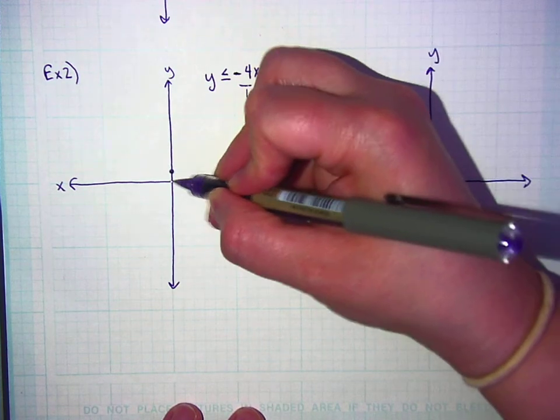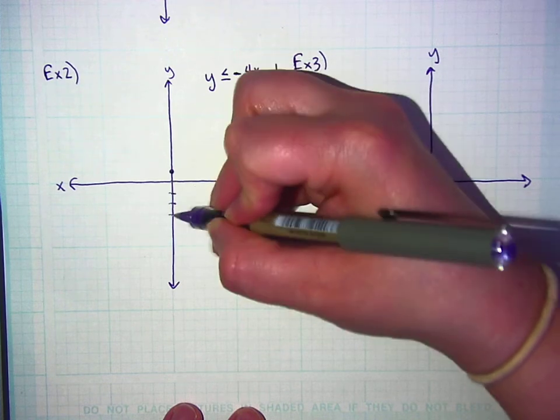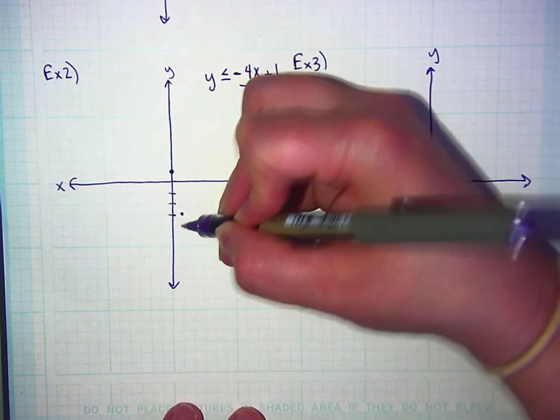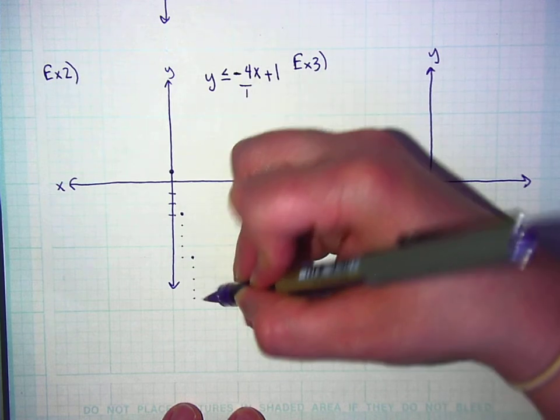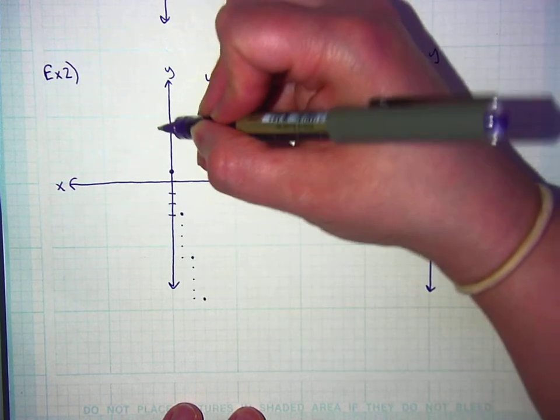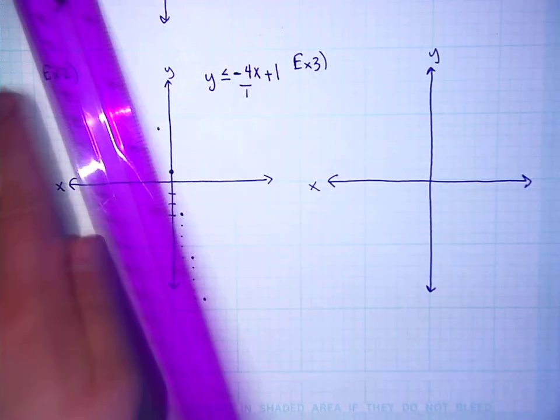So I'm going to go down 4. 1, 2, 3, 4 to the right 1. Down 4 to the right 1. Down 4 to the right 1. And I'm going to draw in my line.